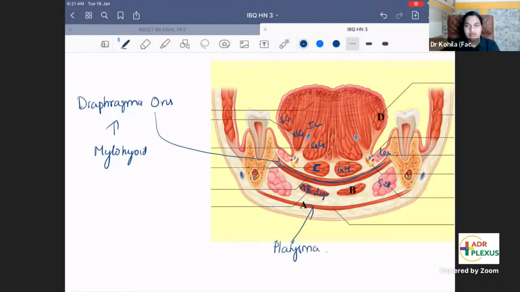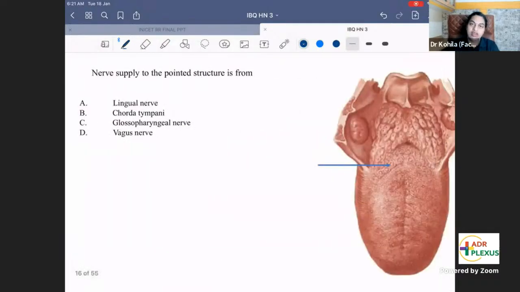Okay. So muscles of tongue, we saw 3 different images, right? So whatever image is put, you should be able to identify the muscle. Then only you can talk about its nerve supply and action, right? Nerve supply to the pointed structure is from. So this question has been asked very recently, but on a histological image.